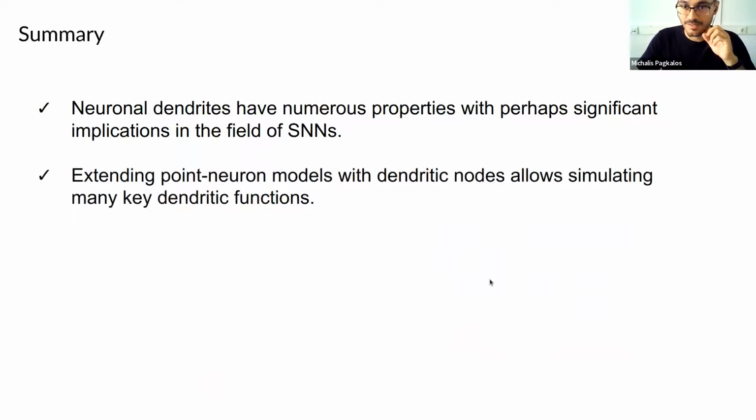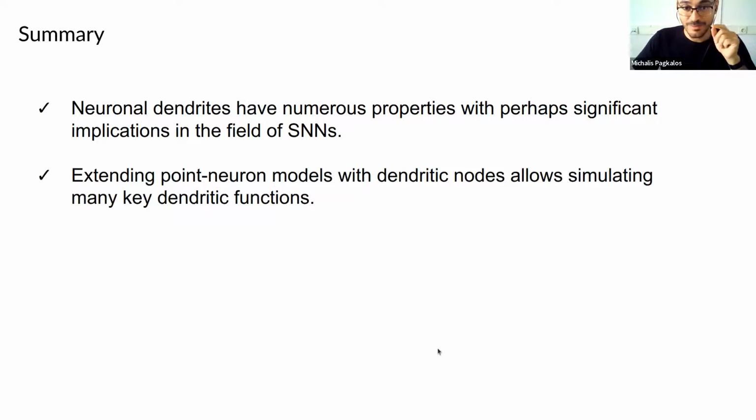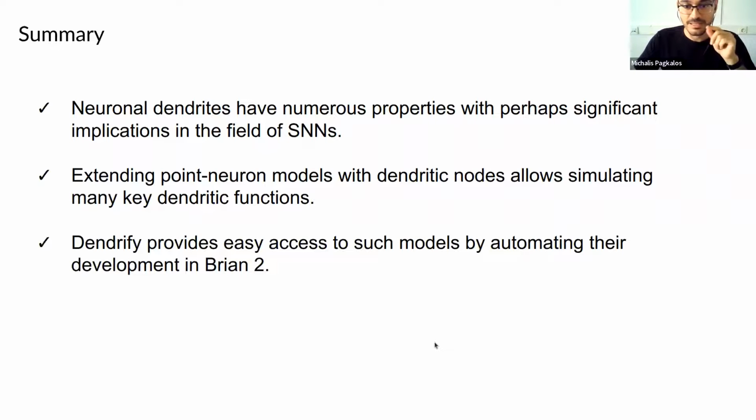Okay, I think the time has passed. In summary, neuronal dendrites have numerous properties with perhaps significant implications in the field of SNNs. Extending point neuron models with dendritic nodes allows simulating many key dendritic functions, and Dendrify provides easy access to such models by automating their development in Brian 2.